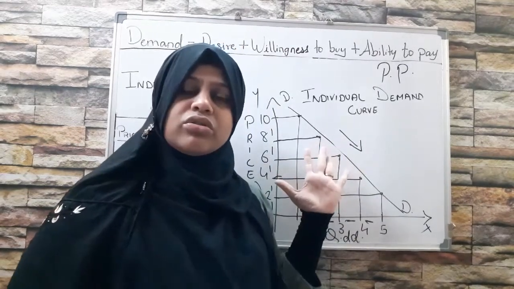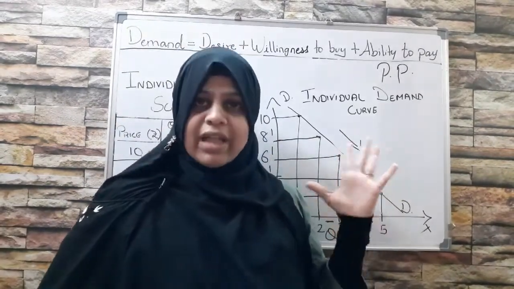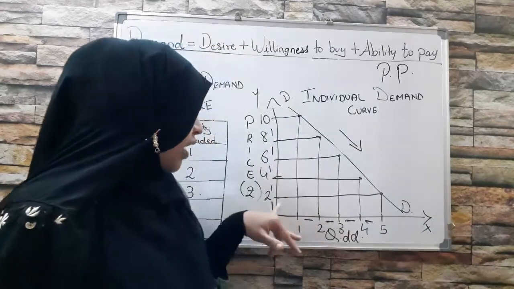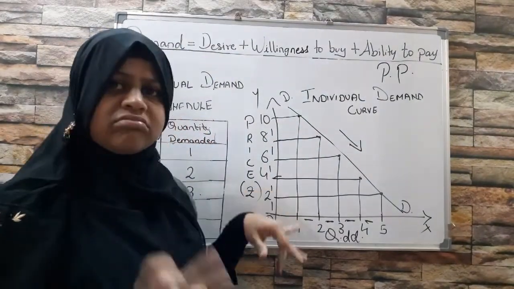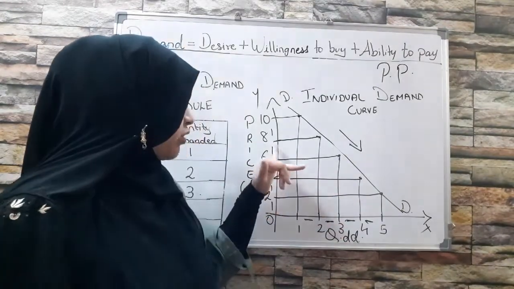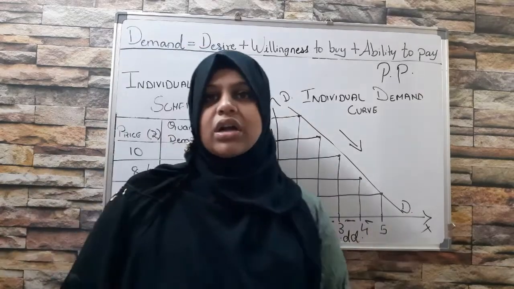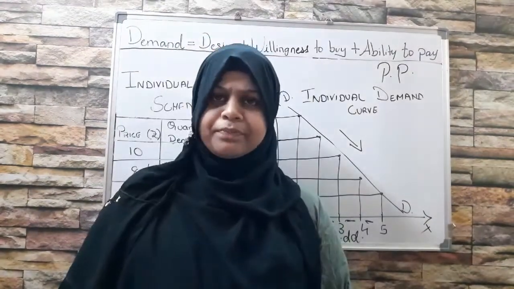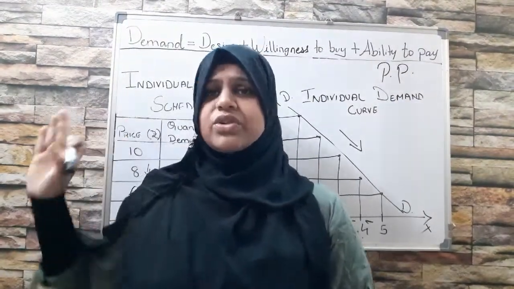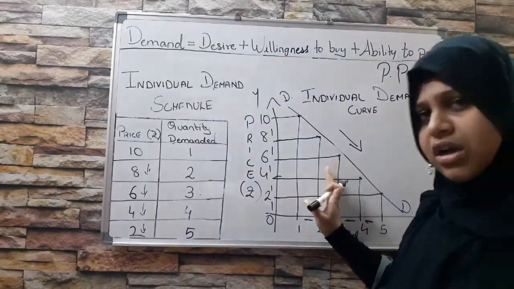So you are going to do it in your normal answer sheet, the lined one, the ruled one. For that you have to be careful and take the distance, the one line, the 1 centimeter distance that we already have. If you take these distances as equal, your diagram will turn out to be neat and clean. Alright, so this was the individual demand schedule and this is the individual demand curve.